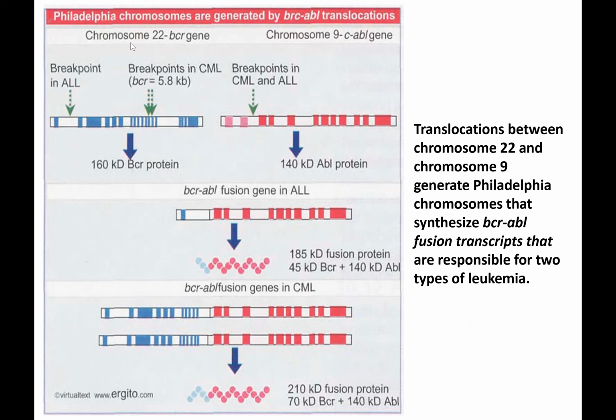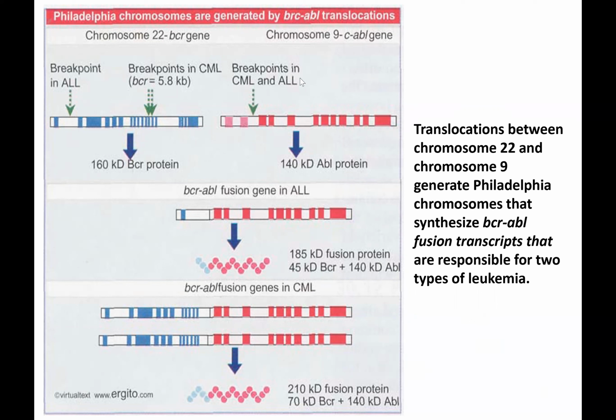Chromosome 22 has a gene we call the BCR gene, which codes for a 160 kD BCR protein. And you have chromosome 9, where we have the ABL gene, which codes for a 140 kD protein, the ABL protein, the protein which I was referring to, which is responsible for cell proliferation and apoptosis in a normal cell.